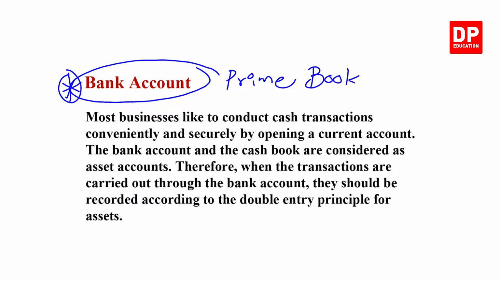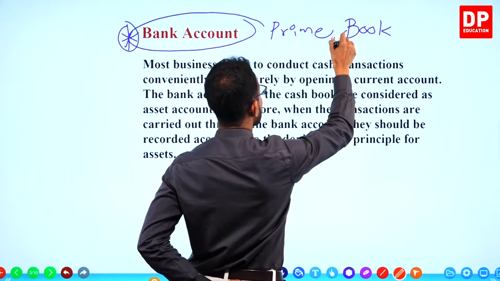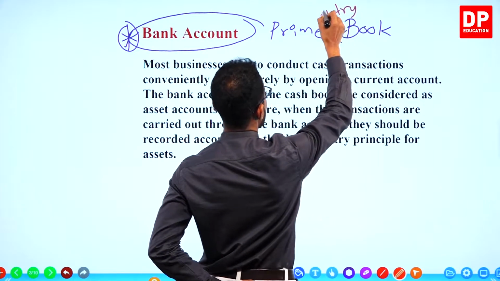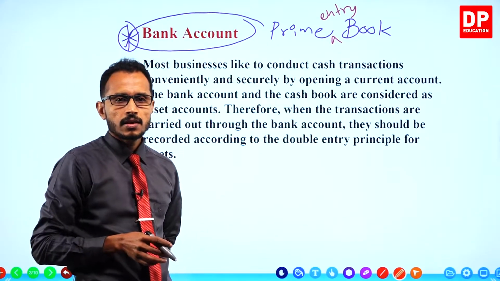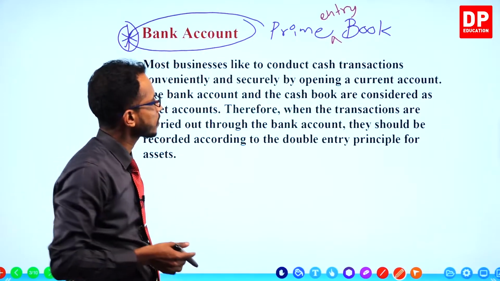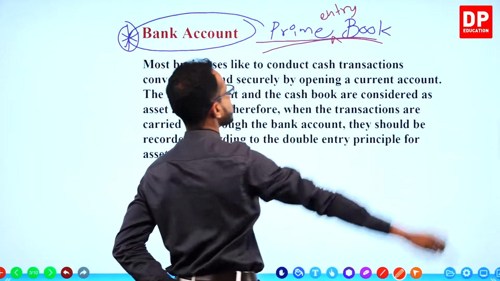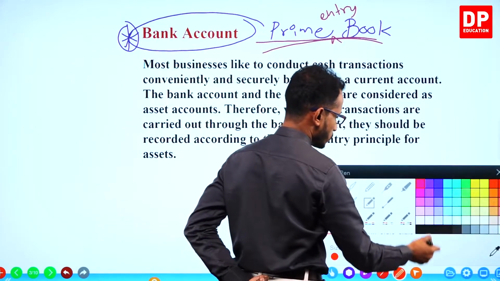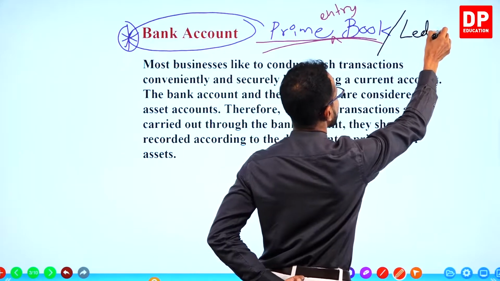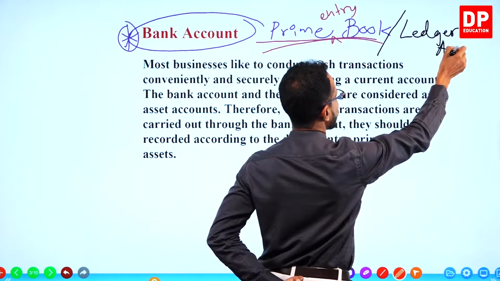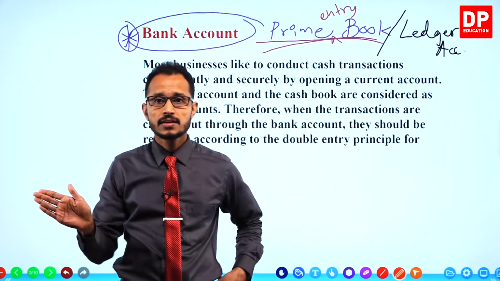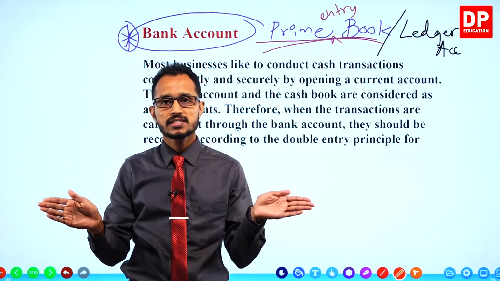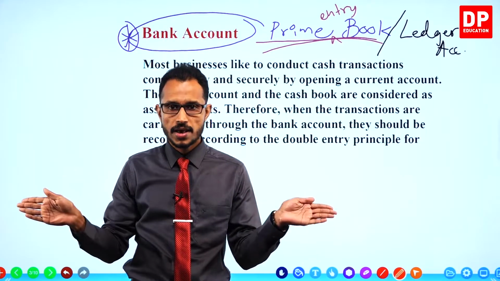Some say prime entry book, most of the time we say prime entry book. Even if you say prime book, it doesn't matter. It's a prime book. At the same time, it's a ledger account. Yes, it has debit and credit sides. The bank account.